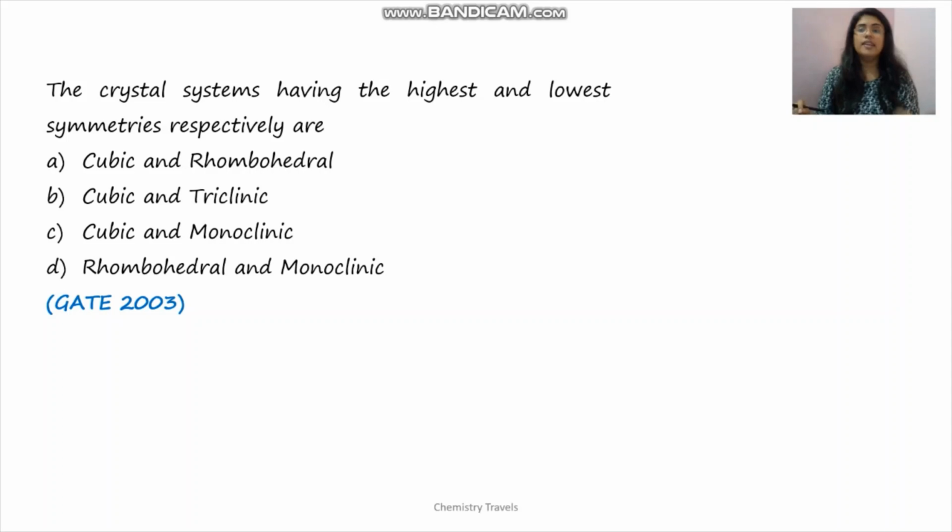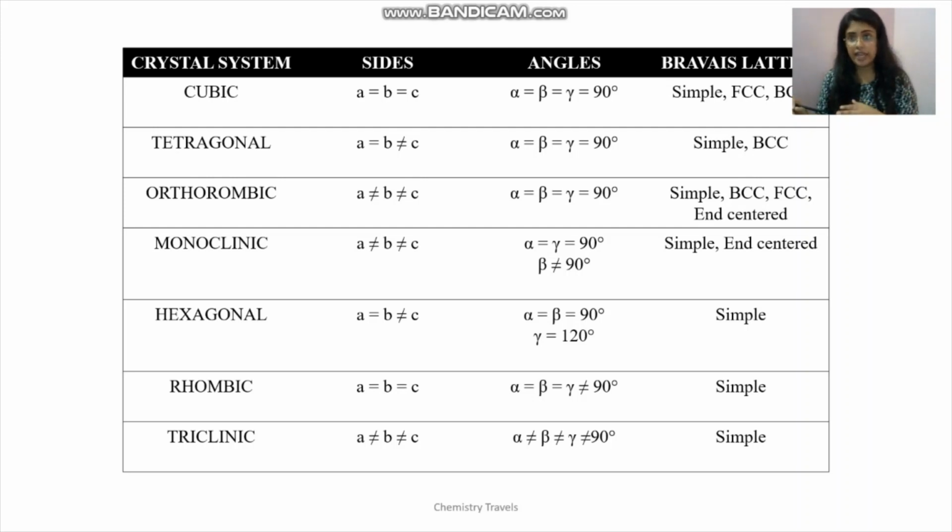The next question is from GATE 2003. The question says: the crystal system which has the highest and the lowest symmetries. So how symmetrical is my system? The one which has the highest symmetry and the one which has the lowest symmetry among the crystal systems. These are the different crystal systems that we have. We have already studied them. Out of these crystal systems, if you look at the tables, the one which has all angles and sides equal would be the most symmetrical one. So the first one that I have here, the cubic, all sides are equal, all angles are equal.